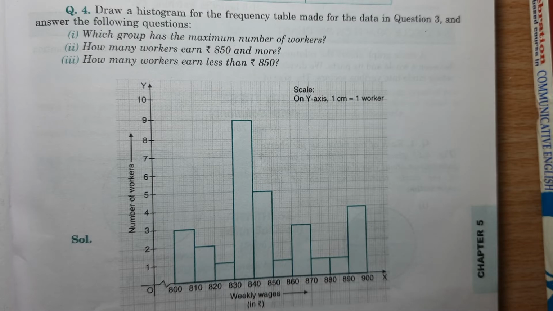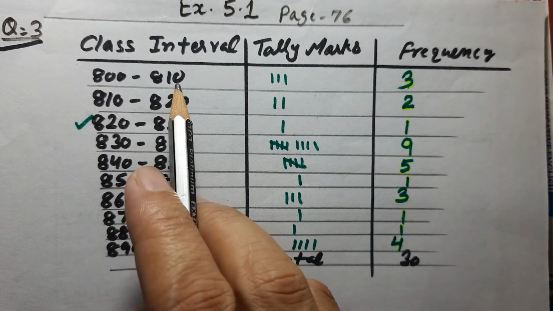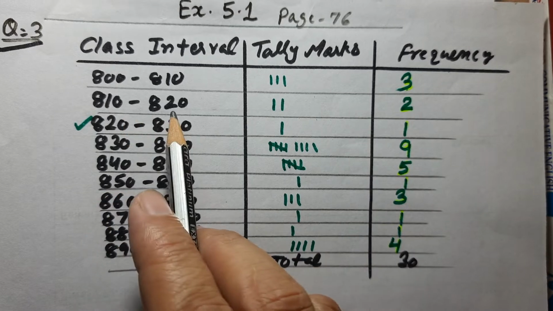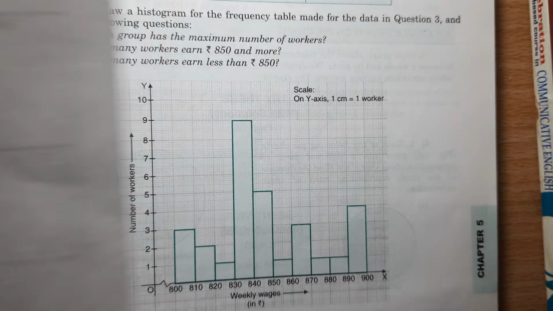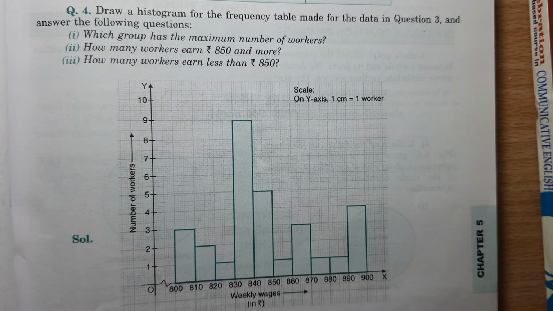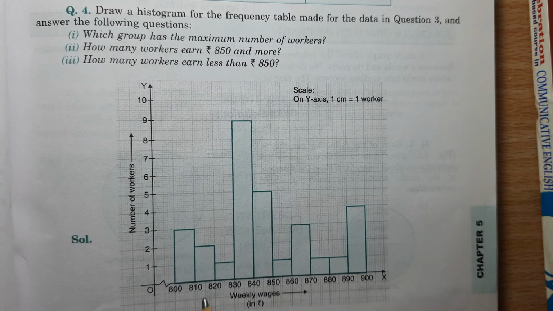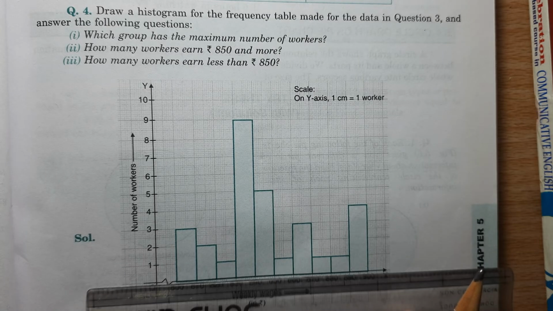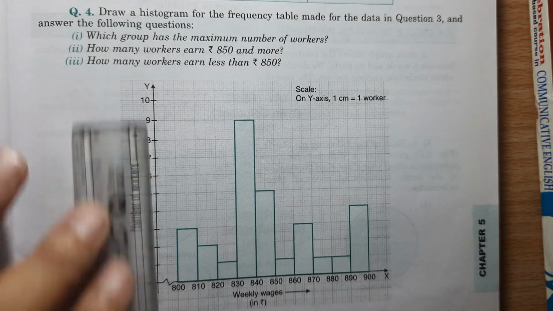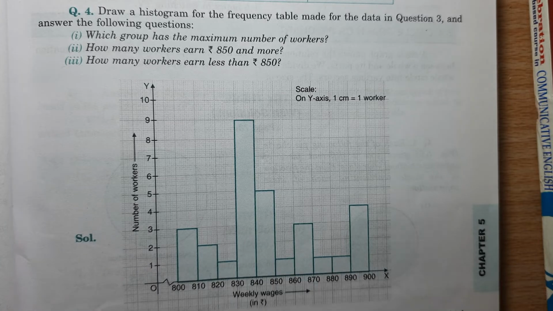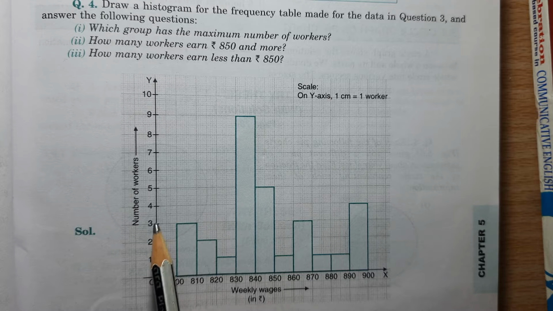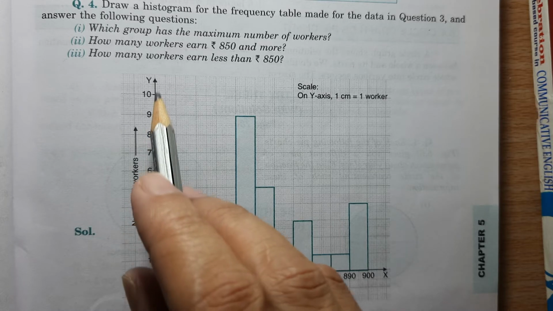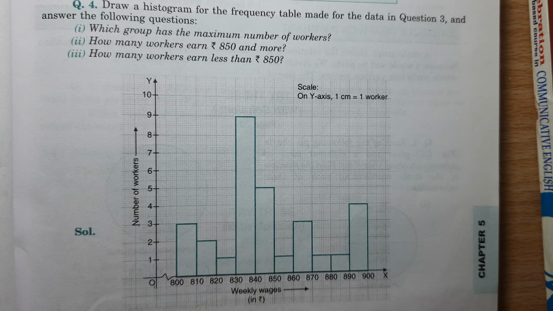In question number 3 we have drawn this data. 800 to 810 value is 3. 810 to 820 is 2. So in question number 4 it says now draw a histogram. How will we do it? First of all, along the x-axis with the help of a scale make a line, and along the y-axis as well. Then draw the intervals. Start from origin 0 along the y-axis: 1, 2, 3, 4, 5, 6, 7, 8, 9, 10. That will be the number of workers.